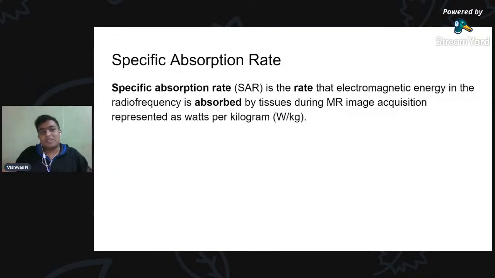Specific absorption rate is basically the rate at which electromagnetic energy or radio frequency is absorbed by the tissue. So watts per kilogram is the unit. It also means that even if you have more fat, the way in which your MRI turns out is going to differ. Sometimes when there's a huge amount of fat in your body, it starts affecting your scan. So make sure that you have a lower amount of weight.